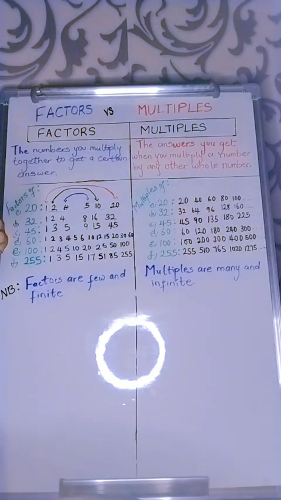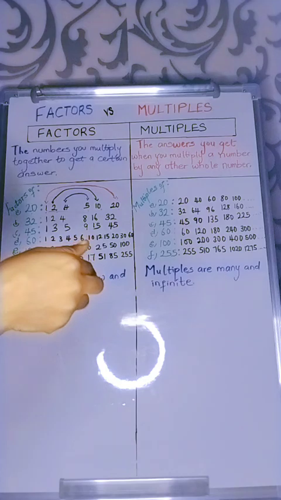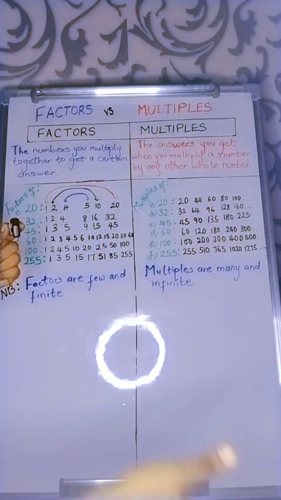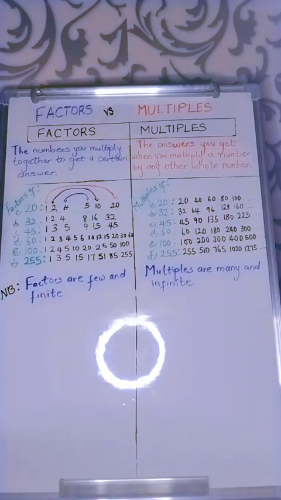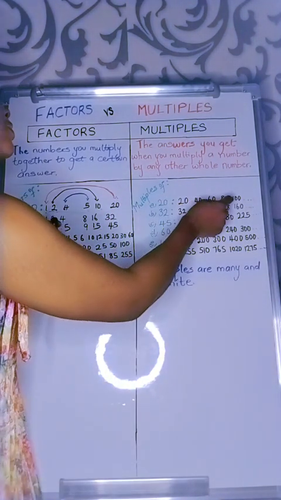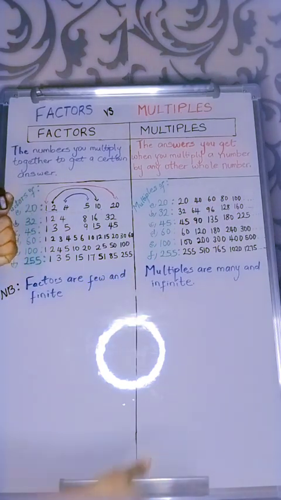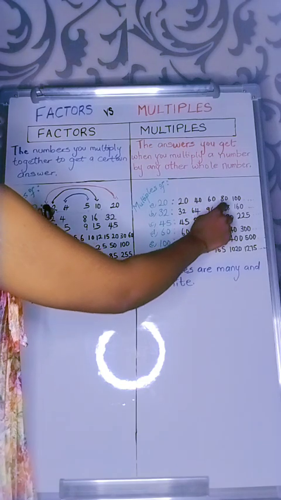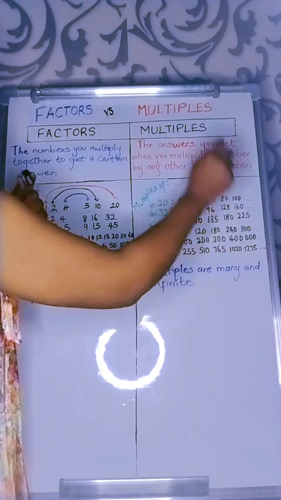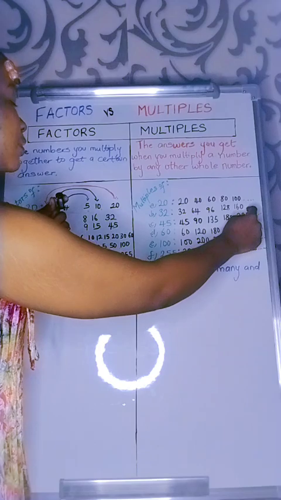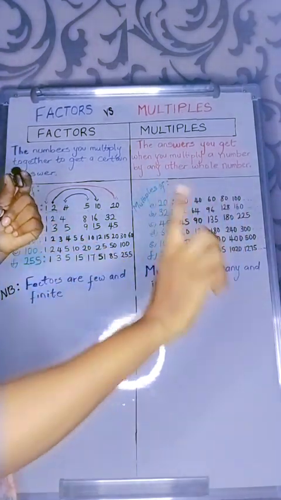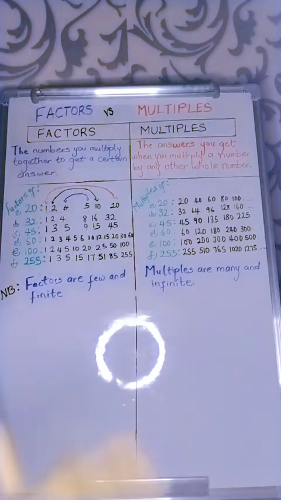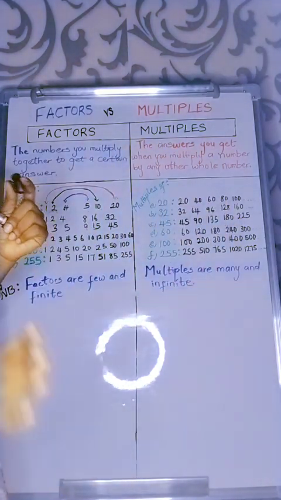That's why in your exam they will tell you to write the first 5 multiples of maybe 20. So what are the first 5 multiples of 20? We have 20, 40, 60, 80, and 100. If they ask you the first 6 multiples of 32, we have 32, 64, 96, 128, 160, and the final one, 192. They said first 6, so they will specify. They can say first 10 because they know it's infinite. It doesn't end. So that's how you know your multiples.